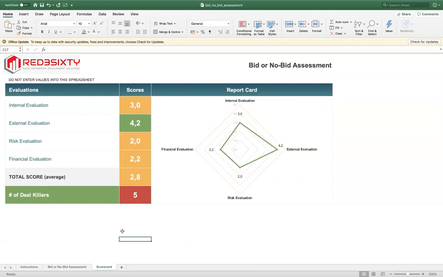External evaluation is good, but you can see a risk evaluation. It's a high degree of risk within and also not financial alignment. So the total average for this opportunity would be 2.8, which means there's serious doubt whether or not to pursue this opportunity. Okay, so then we have the bid no bid assessment.